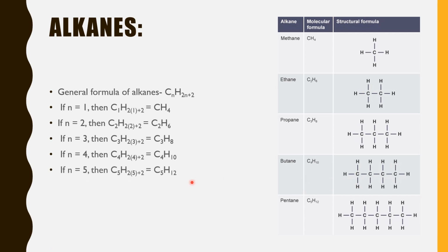Then n equal to 5, put 5 in the n place, we get C5H12, that is pentane. This is the structure of pentane. These are the alkanes classification. Remember the general formula, and these are the alkanes. As we all know, if it is one carbon, the root word is meth. If two carbons, it's eth; three carbons, prop; four carbons, but; and five carbons, pen. It's an alkane, so it ends with ane. These are the classification of alkanes.